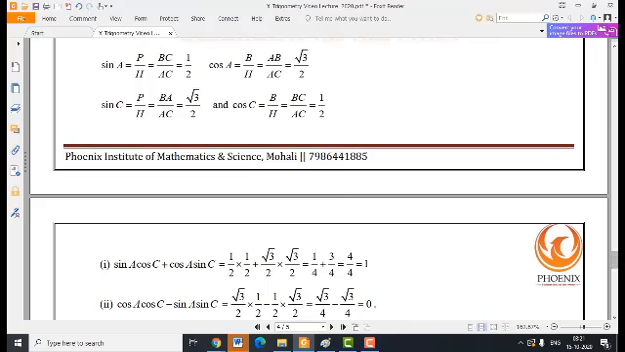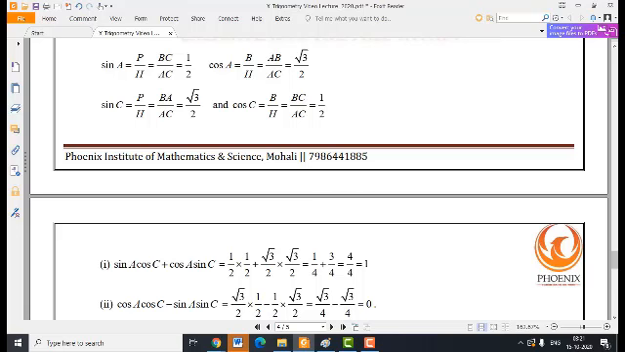What is sin A? Sin A is 1 by 2. Cos A is root 3 by 2, and sin C is root 3 by 2, and cos C is 1 by 2. So 1 by 2 into 1 by 2 is 1 by 4, plus root 3 by 2 into root 3 by 2 is 3 by 4.